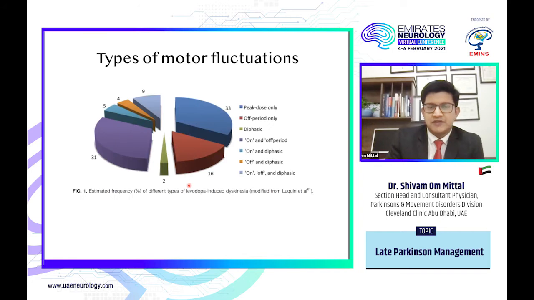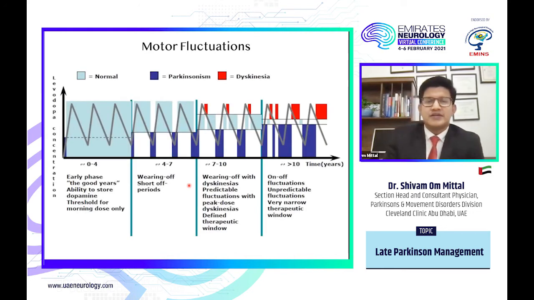This is a review article where they looked at their patient's sample size, and they found the most common fluctuations was actually the peak dose dyskinesia, but we see biphasic, off period, and multiple types of fluctuations. This is a diagram representing the journey of Parkinson's patient. Starting in the initial 4 years, we see a good years or the honeymoon phase I was talking about. Then after 4 to 5 years, patients develop motor fluctuations, and then you develop unpredictable off fluctuations or dose failures, and things become complicated as patients approach advanced Parkinson's disease or late Parkinson's disease.